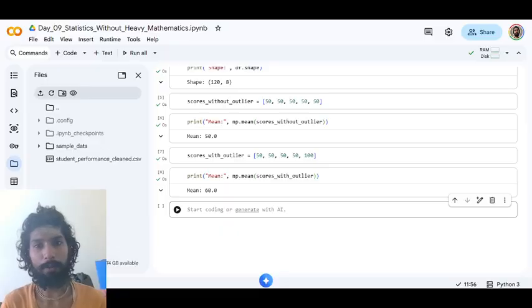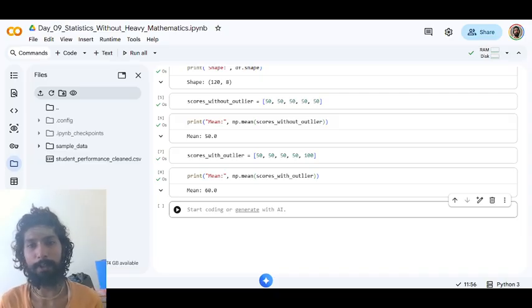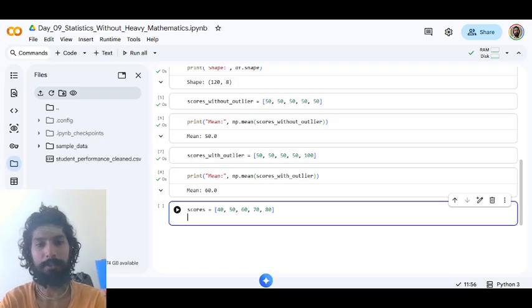The mean is what we commonly call the average. It is calculated by adding all the values and dividing the total by the number of values. In everyday language, the mean tries to distribute the total equally across all observations. For example, scores equals 40, 50, 60, 70, 80. And let's calculate the mean.